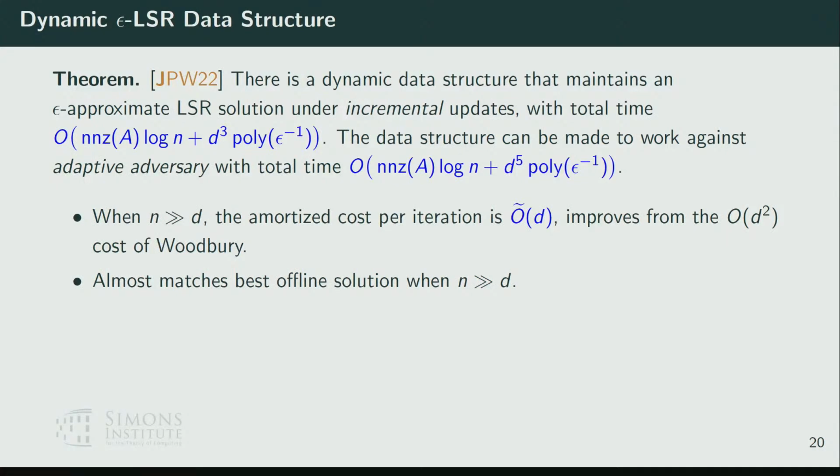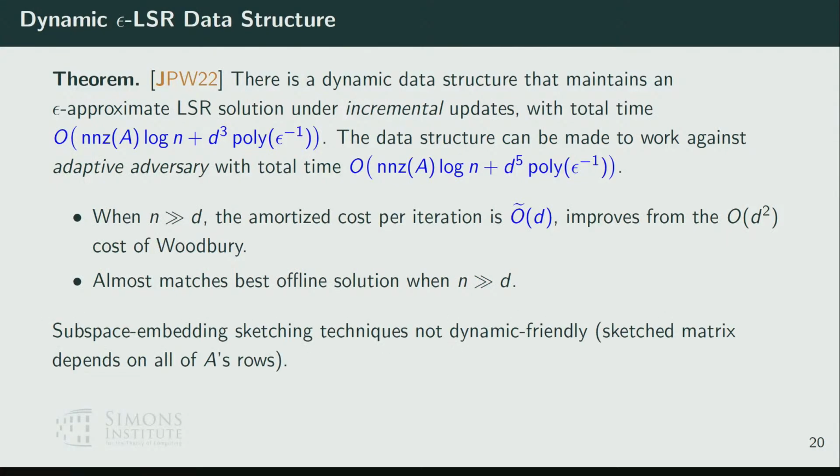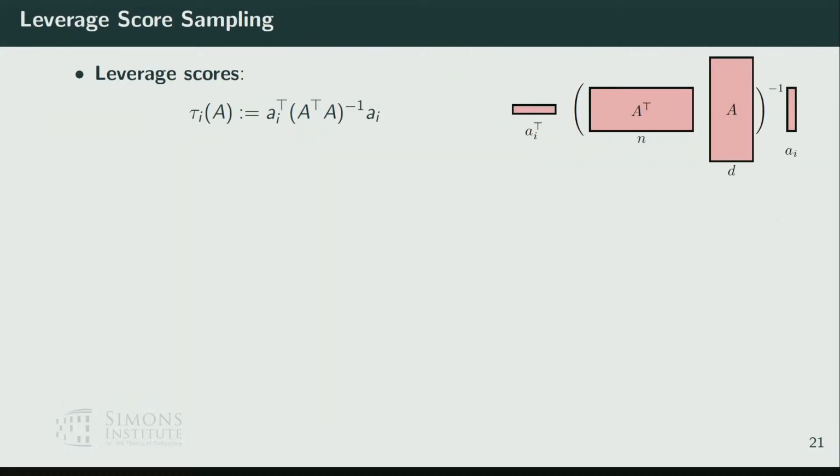Okay, and then how do we get this data structure? Well, one thing is you might want to try to just use those sketching matrices and make them dynamic, but it's a little hard to do this because the sketching matrix would depend on every single row that you have in the matrix A. So instead, we can use the sampling technique, leverage score sampling. So this will be the third time this week that you've seen leverage score sampling. But let me remind you of the definitions. I think it was covered in great detail in Sushant's talk earlier this week.